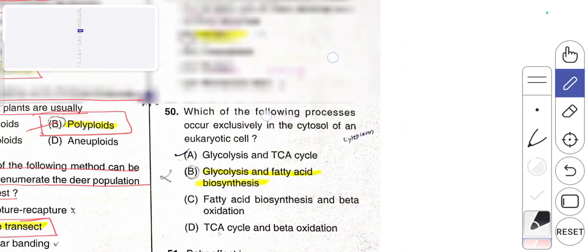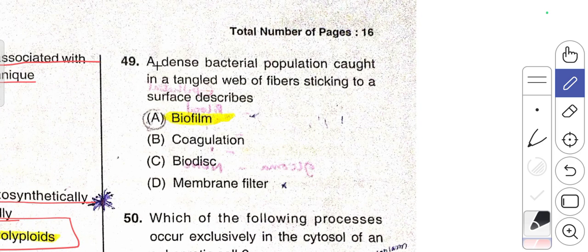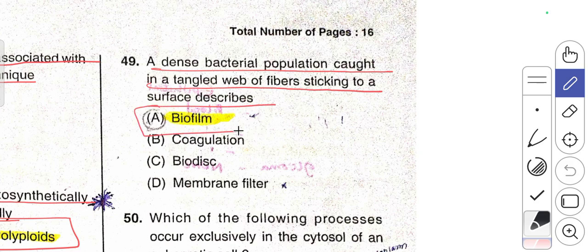Then 49th question. A dense bacterial population caught in a tangled web of fibers sticking to a surface describes a biofilm. So A is the right answer.